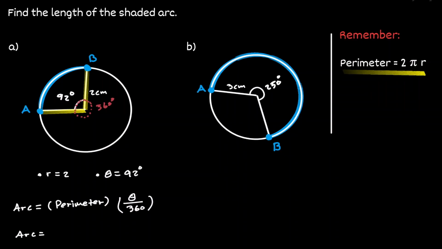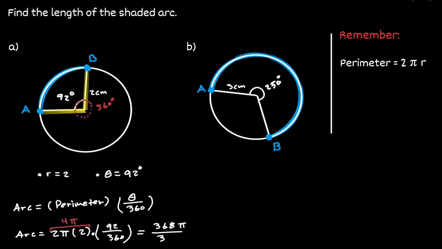The perimeter is 2 pi r. r is a value of 2, times the section that we want, which is 92 degrees out of the 360 that are in a full circle. This expression right here is equivalent to 4 pi. And notice that we're multiplying two fractions, so the numerator is going to be 4 pi times 92, which is 368 pi. And the denominator is still 360.